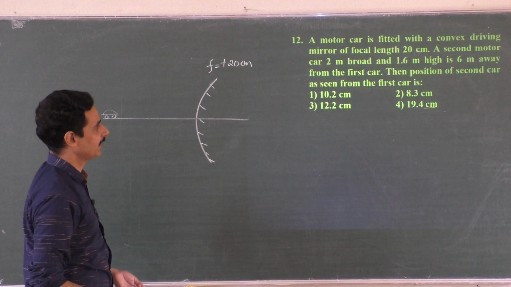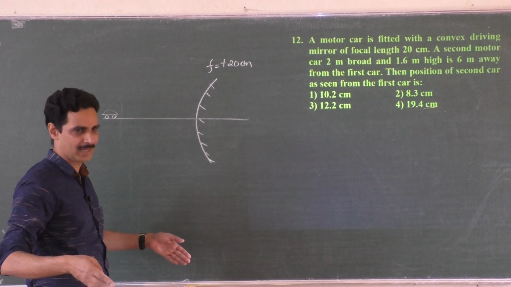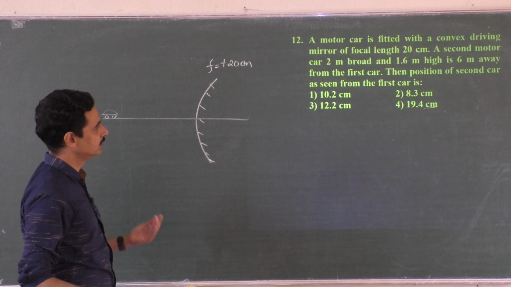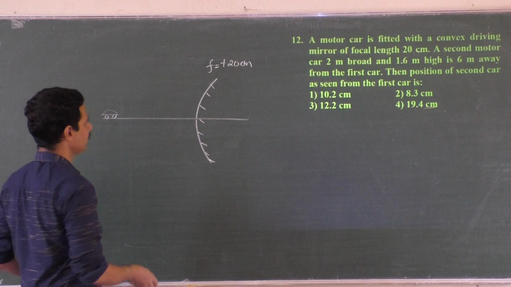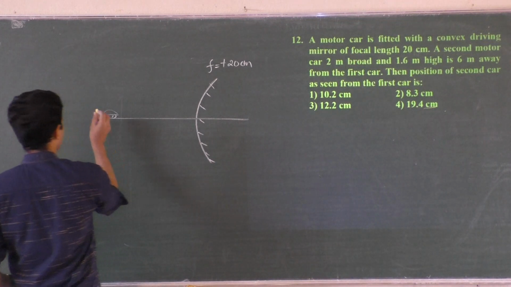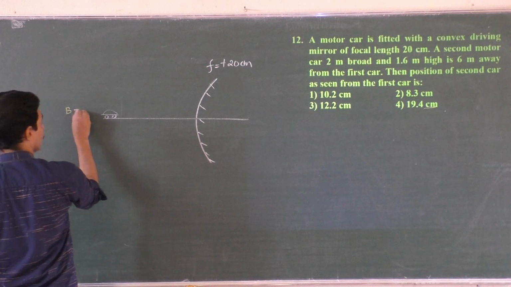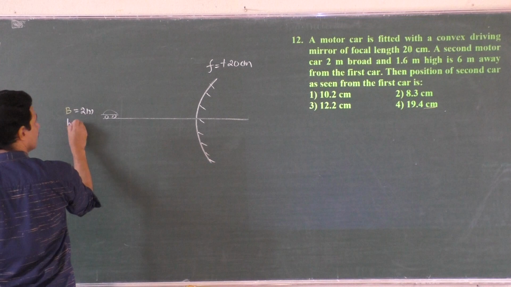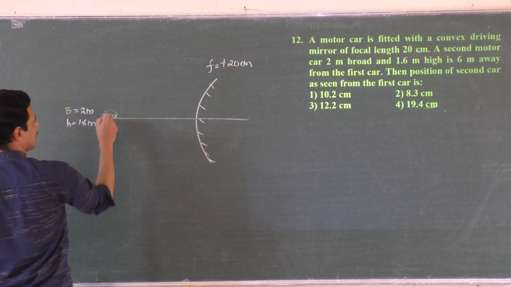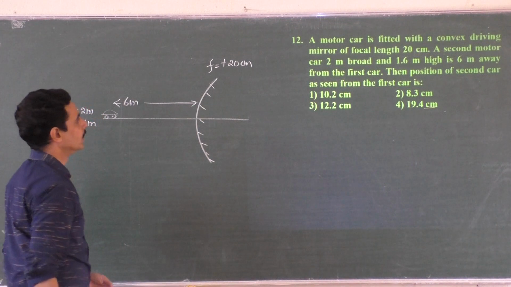There is a second car coming, a car 2 meter broad. Of course, finally you will find that the breadth of the car is not needed. 2 meter broad and 1.6 meter height, and it is 6 meters away from the first car. Okay, if you want I'll write it. Breadth is 2 meter, height is 1.6 meter of this car, and it is 6 meters from the first car.